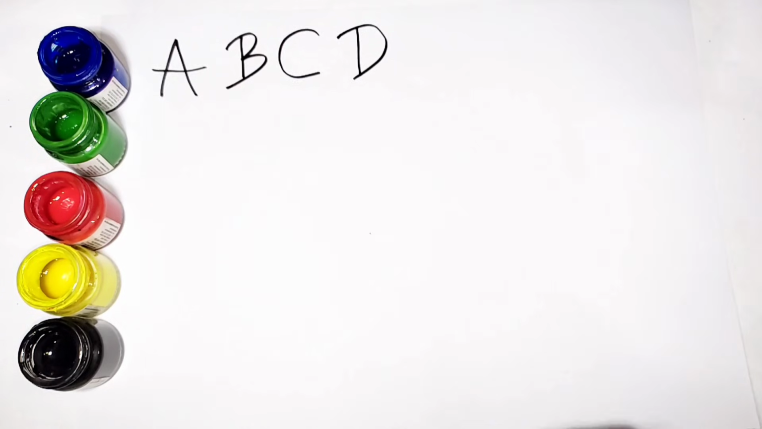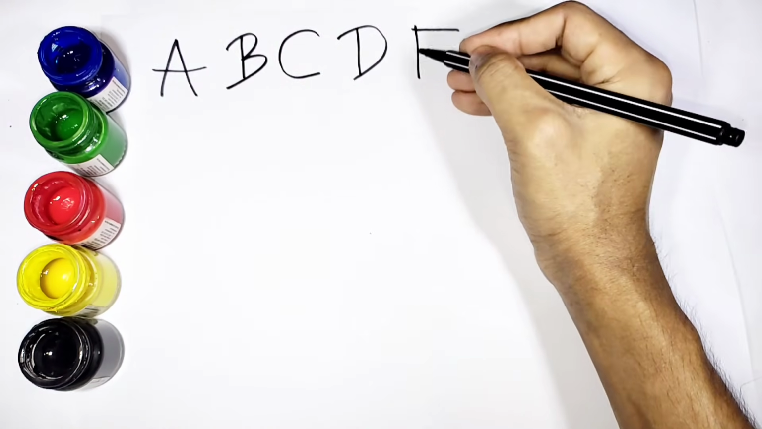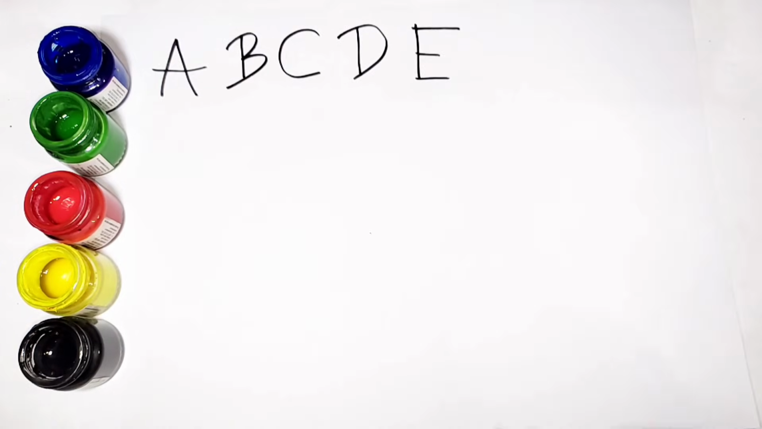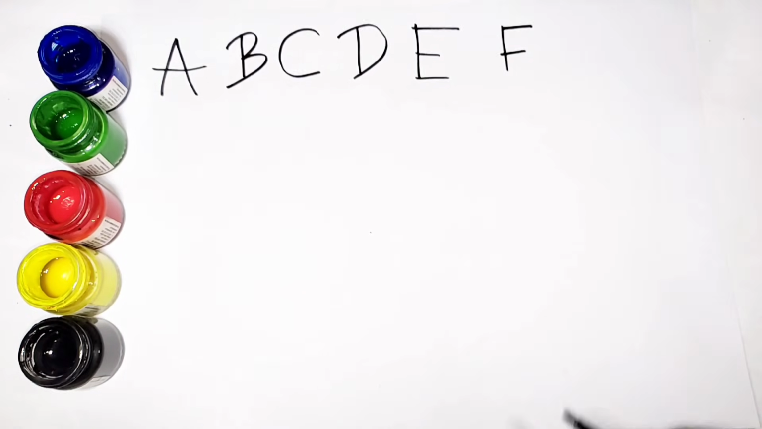Kids, the next one is D. D for dog, D for doll. The next one is E. E for egg, E for elephant. And the next one is F. F for fish, F for fan.